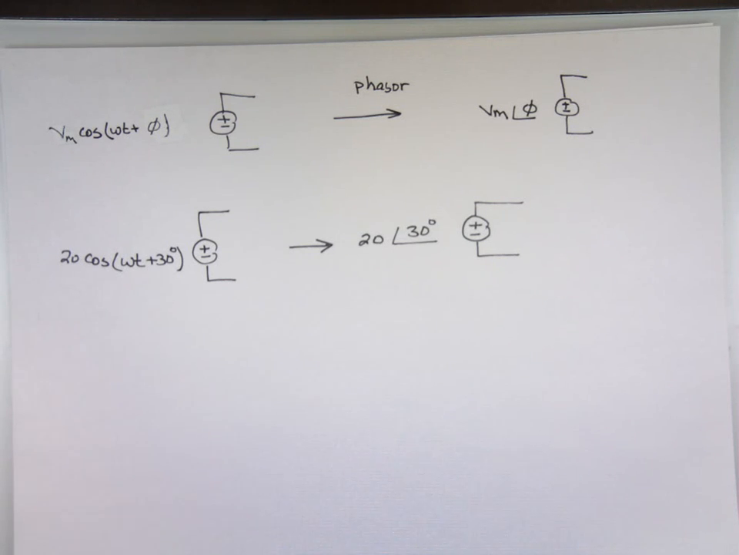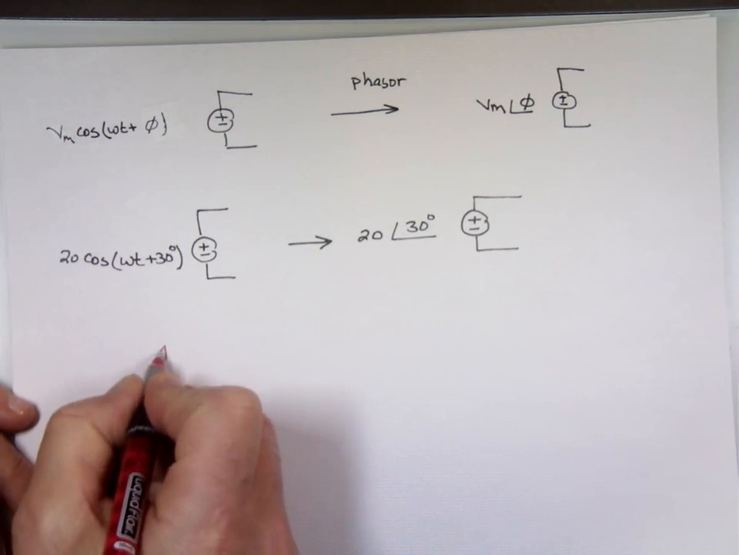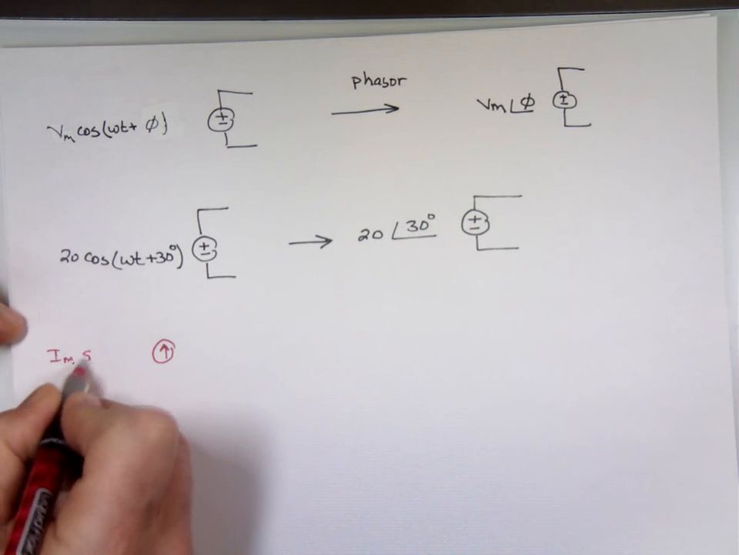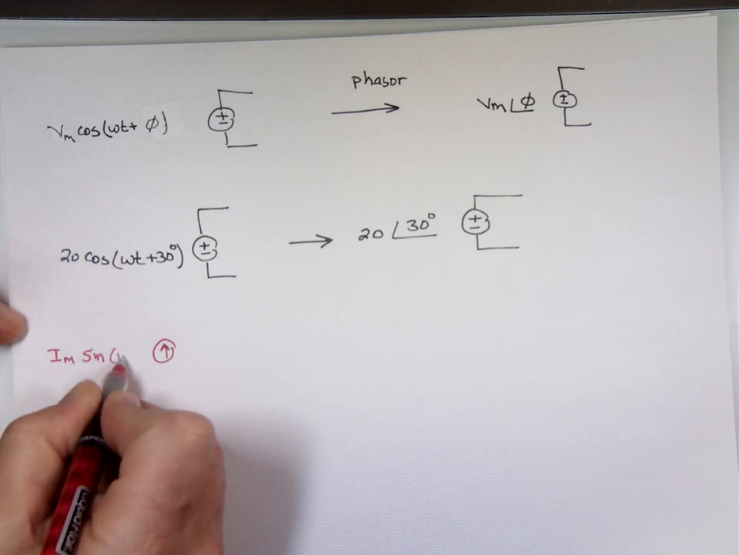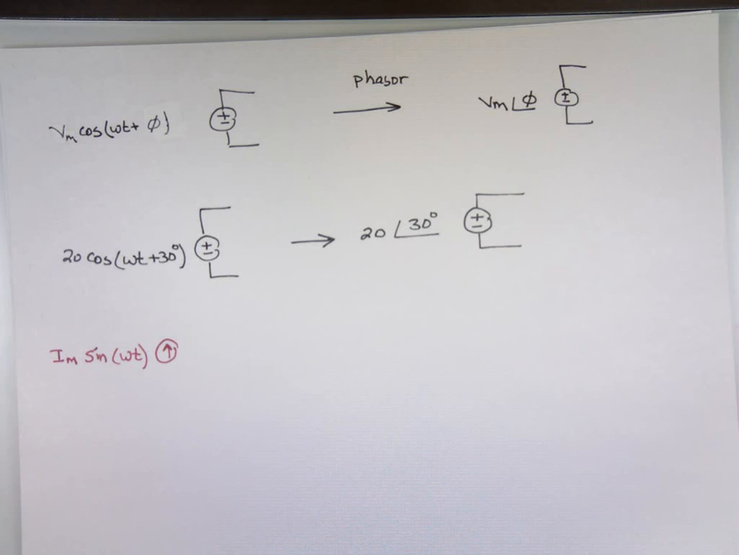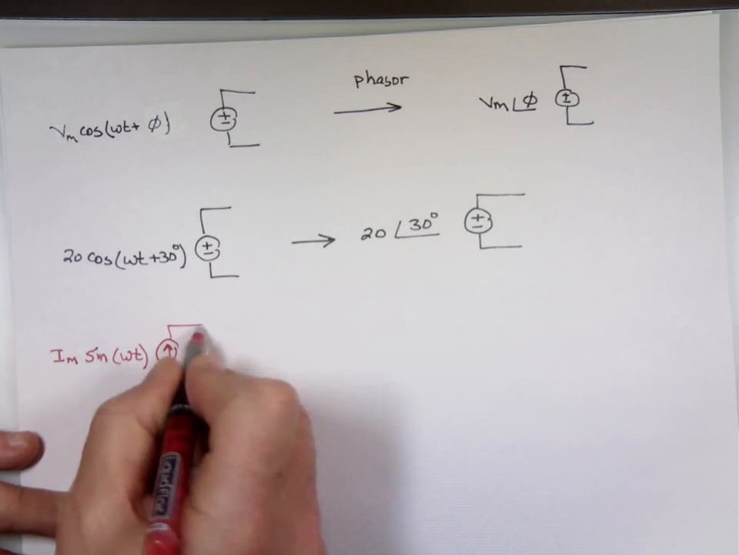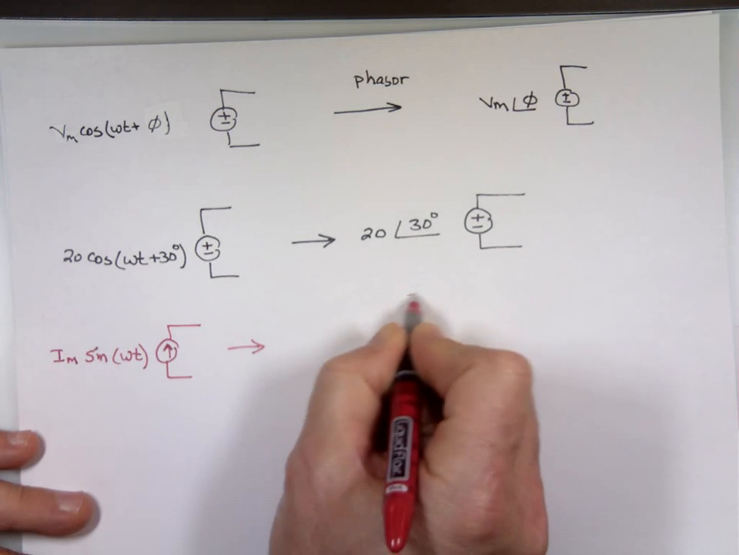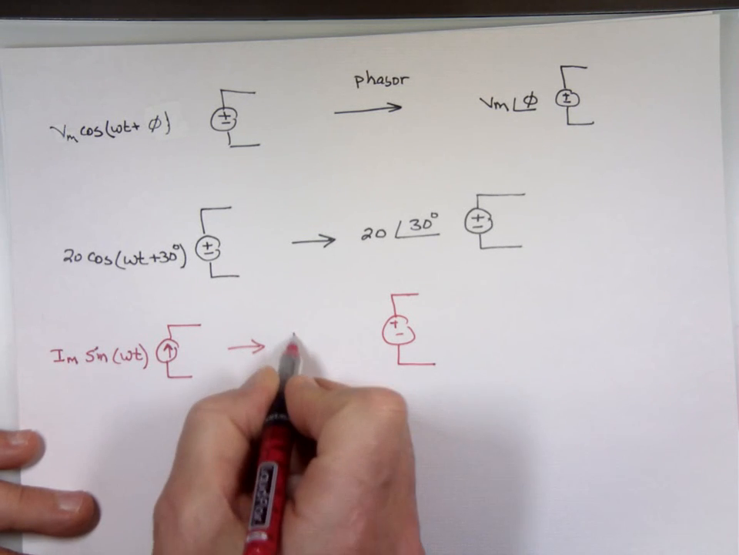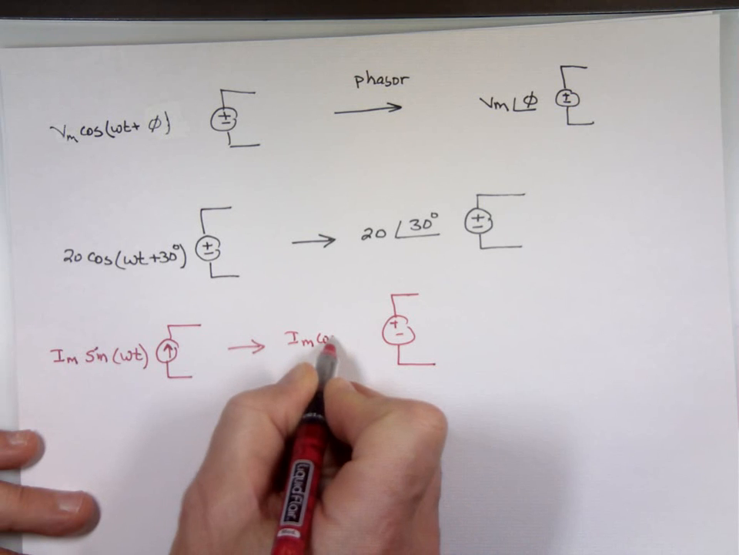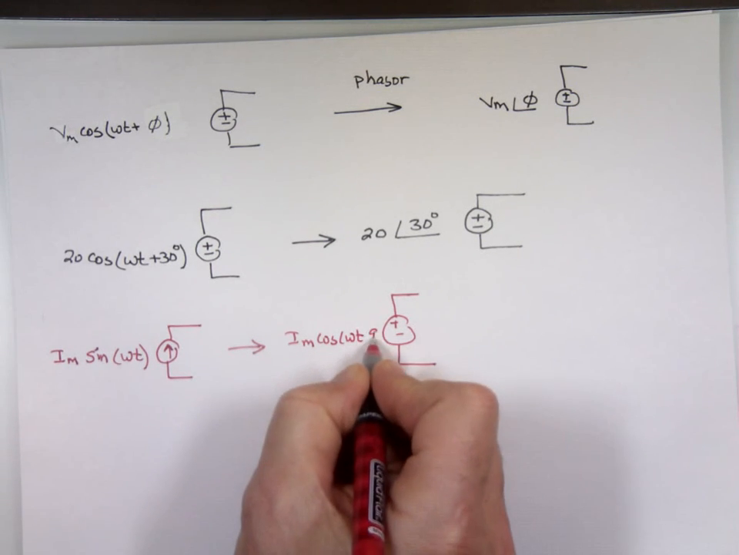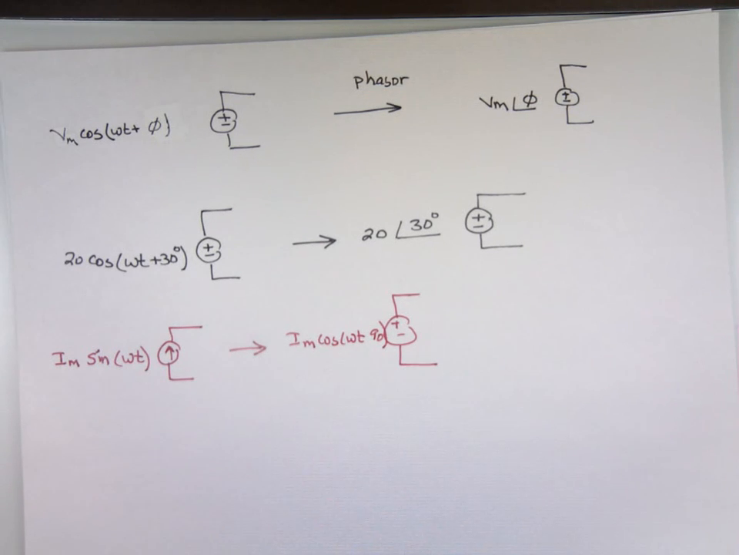So if you have a source, let's say a current source instead of voltage, we'll just change it to I sub m sine wt. That's a sine. I don't know if you can see the I there. First, I can convert that to a cosine wt. And the question I'm asking is, it's 90 degrees, but I'm not sure if it's positive or negative. I forgot.